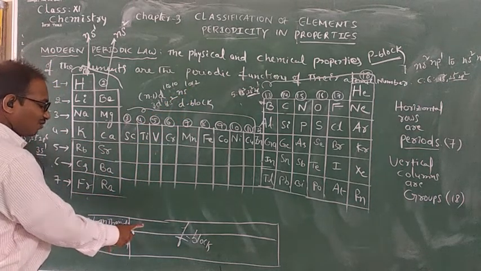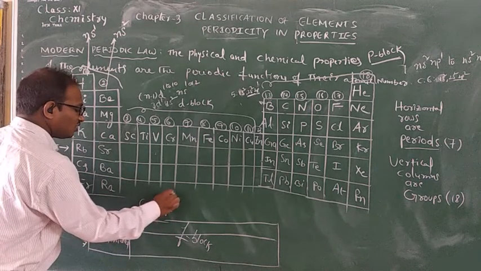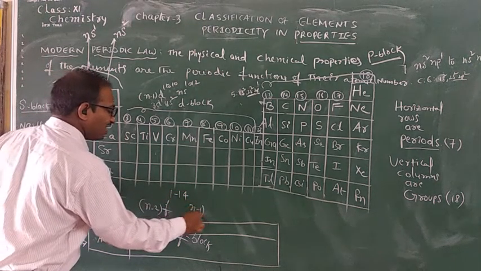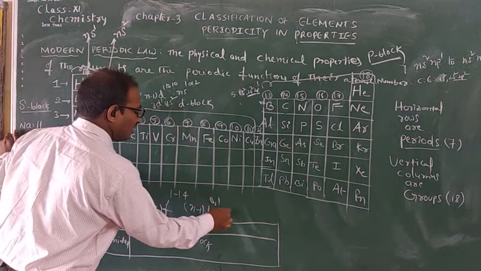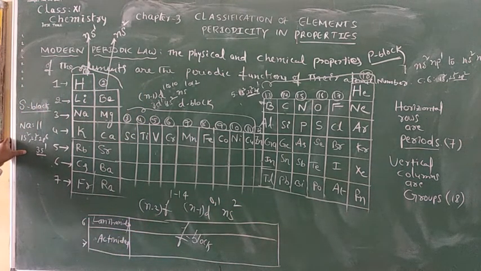And when you look at the f block elements, the general valence shell electronic configuration is (n-2)f1 to 14, (n-1)d0 to 1, ns2. This is the general valence shell electronic configuration.